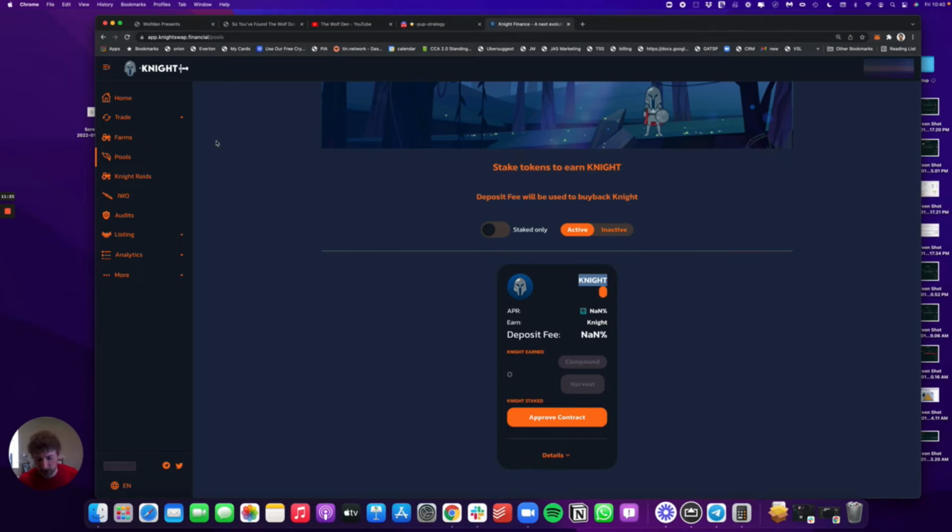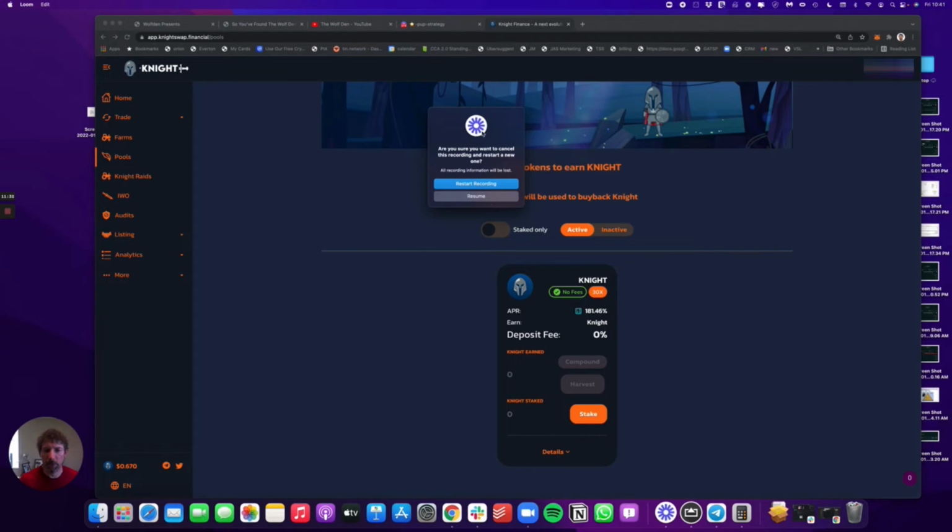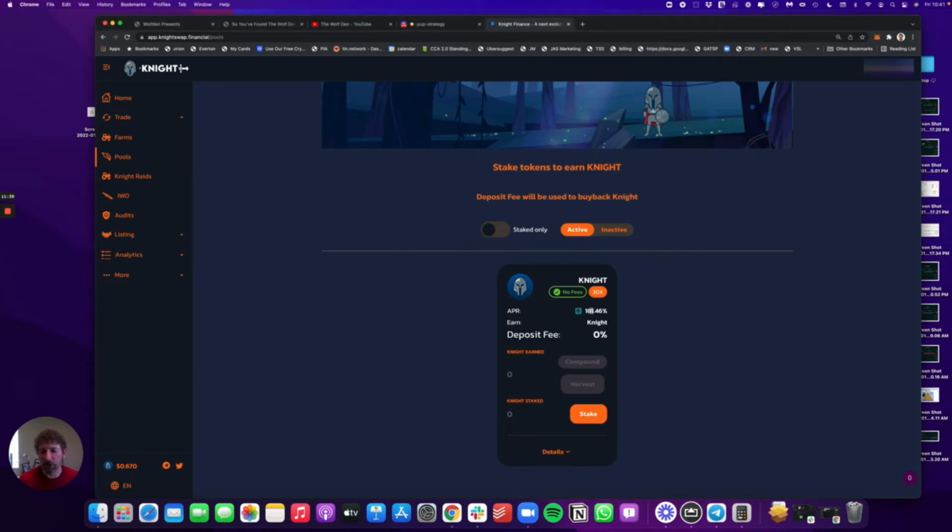Let me just hard refresh this page, see if I can. Oh, it's not letting me. Okay. That's not what I wanted to do. Okay, so there you go. Here are our numbers. So let's see, that one says 181% APR. So if I put Night, so stake tokens to earn Night, this is a Night pool. If I put Night in here, it would create more Night because it earns Night at 181% APR.